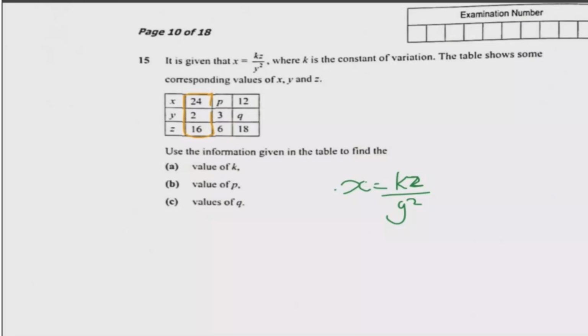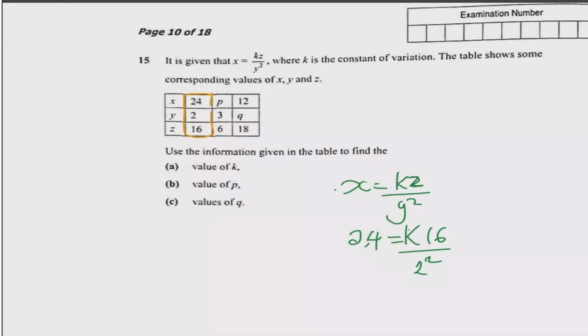So what is the value of x? That is 24. So we write 24 is equal to, then the value of k is what we want to find, so I'm going to write k. Then we have the value of z, which is 16, over the value of y. The value of y is 2, so we have 2 as the power. So we have that.